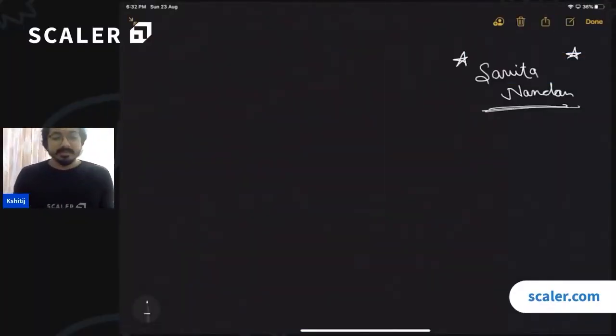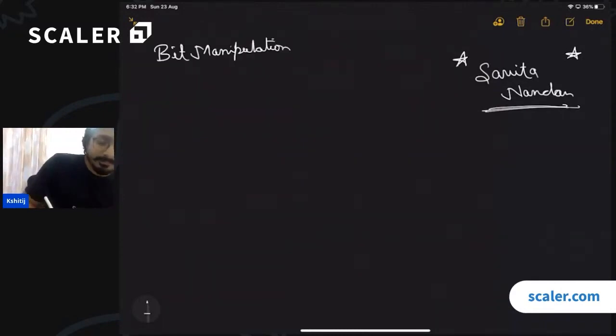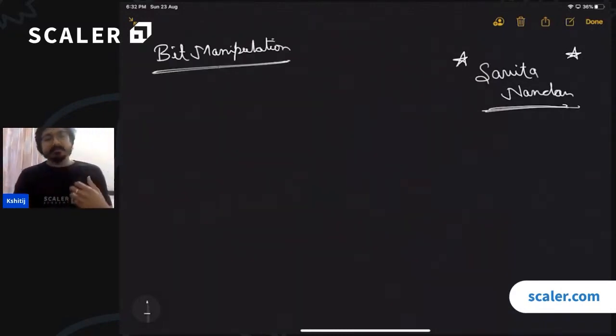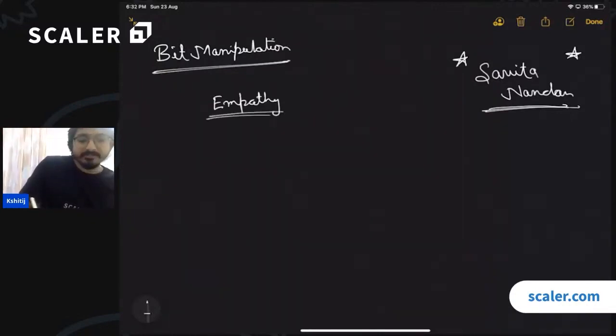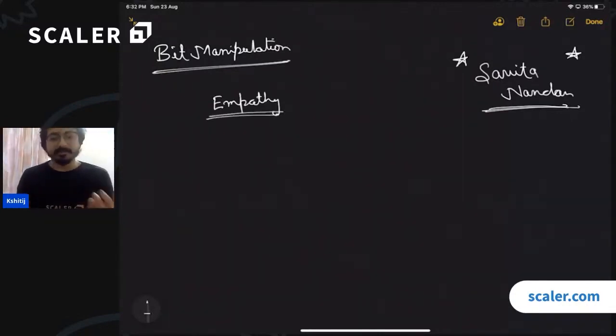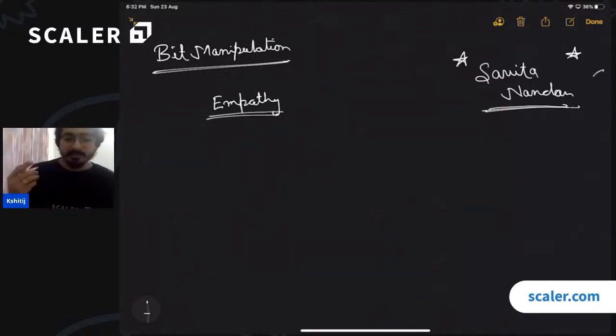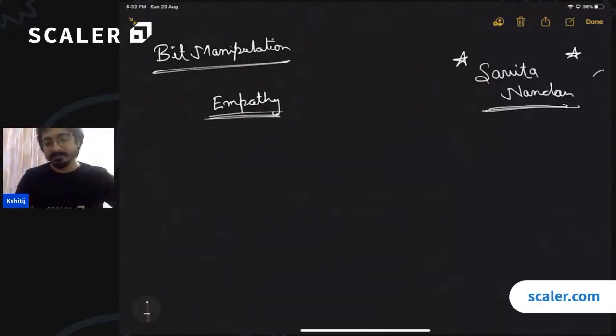So today we are going to study bit manipulation. Do you guys understand what empathy is? Empathy is a very important quality that every one of us needs to have. If you are able to feel how the other person is feeling, or look from the other person's perspective, then you can resolve very serious issues in your relationship. Similarly, if you are able to see how a computer thinks, how a computer perceives numbers, then you will be able to solve very complex problems in a very optimal way.